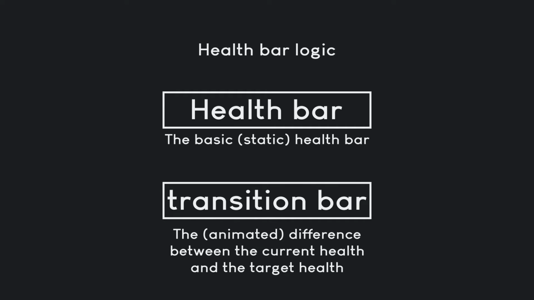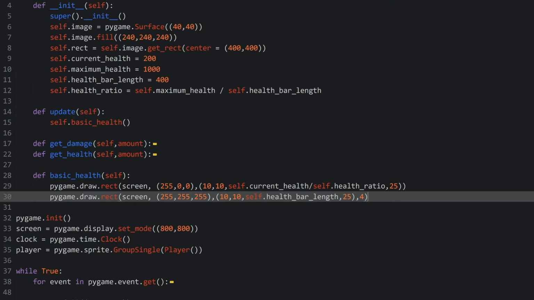And how it animates is that we have 2 points of health. We have our current health and we have our target health. And then on every cycle of our game loop, we're going to subtract or add a tiny amount to go from our current health to our target health. And since the second health bar is on top of the first bar, it's going to look like our entire health bar is transitioning. But this isn't actually what's happening. But that's the basic logic. Let's actually implement all of this.